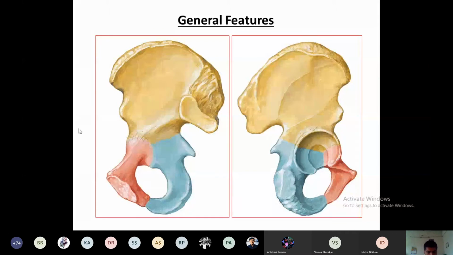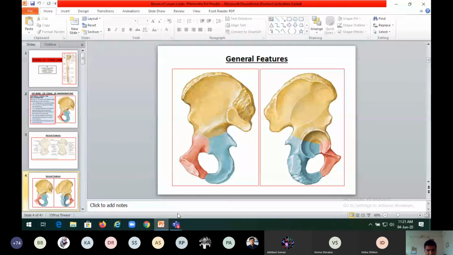Now see, in between these two bones, the pubis and the ischium, there lies the obturator foramen. This is called obturator foramen because it is closed by a membrane. Obturator means closing. It is closed by a membrane, so it is known as the obturator foramen.